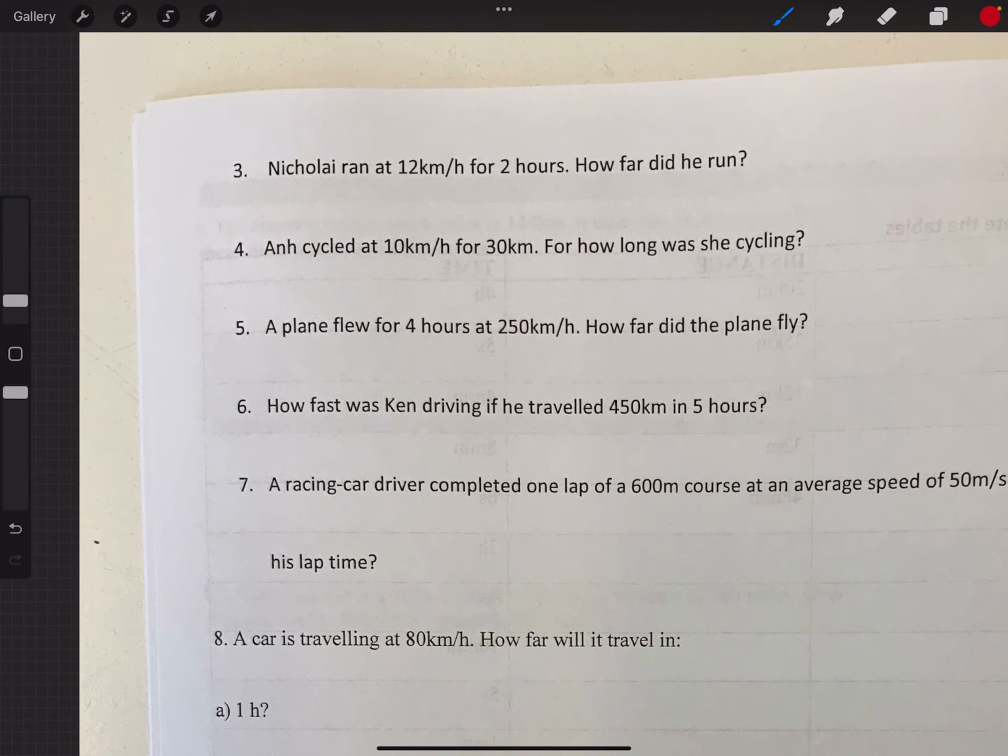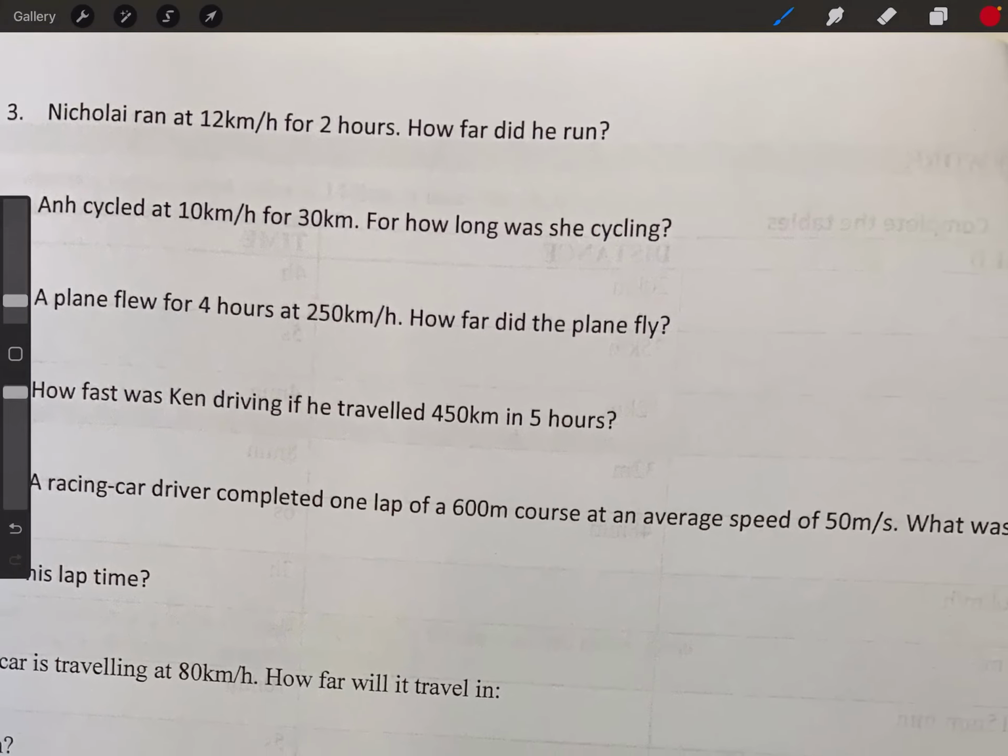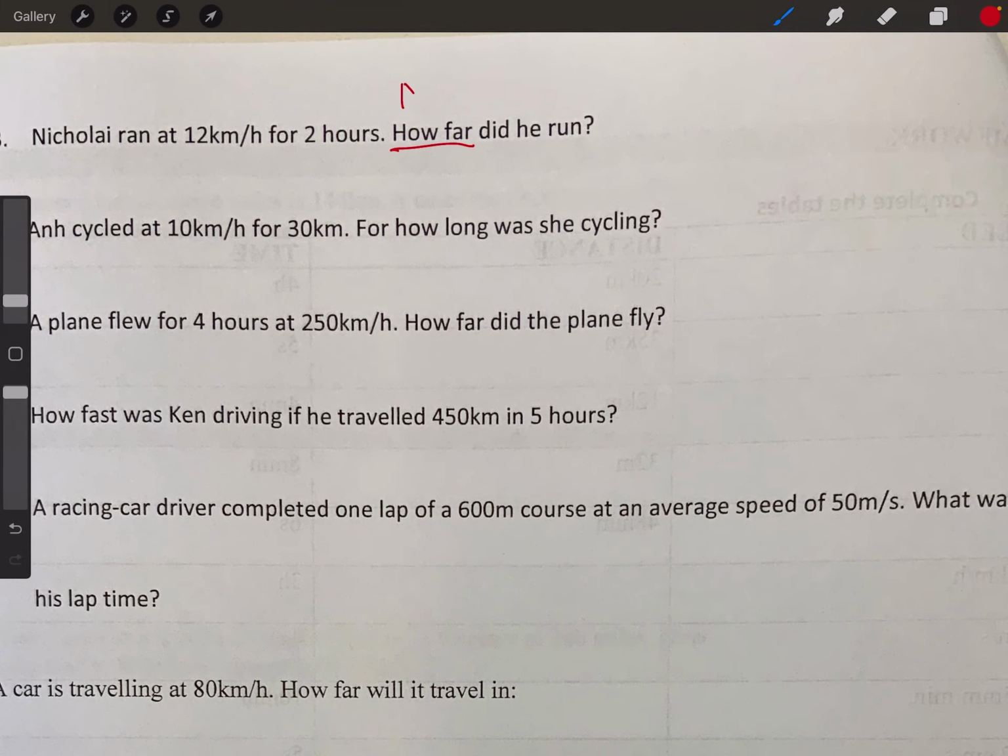Now, next one says, Nikolai ran at 12 kilometers per hour for 2 hours. How far did he run? When it says how far, that's asking for the distance.